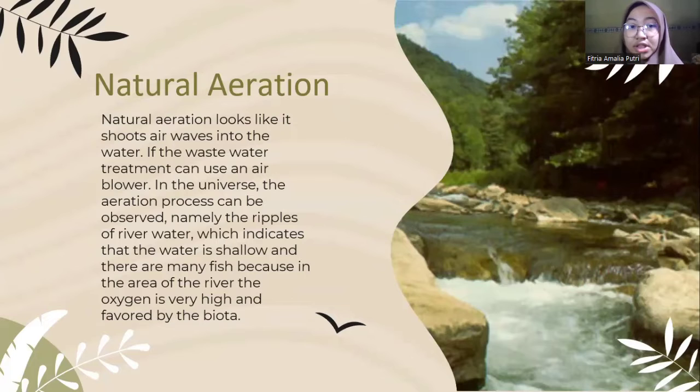This is a natural aeration in the river. Natural aeration looks like air waves shooting into the water. In wastewater treatment, an air blower can be used, but in the river, the aeration process can be observed, namely the ripples of river water, which indicate that the water is shallow and there are many fish because in the area of the river, the oxygen is very high and favored by the biota.